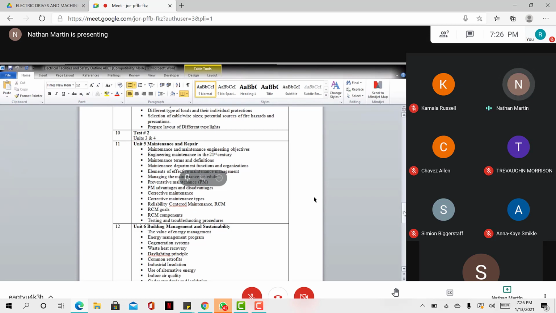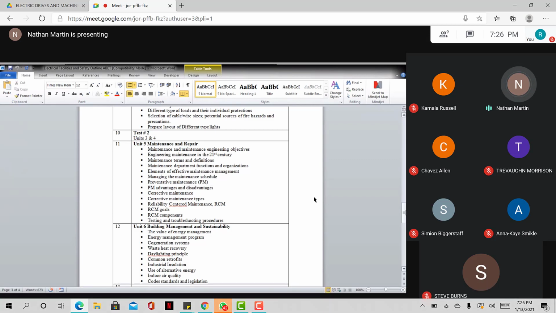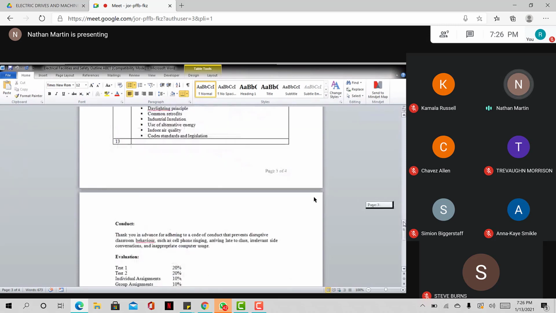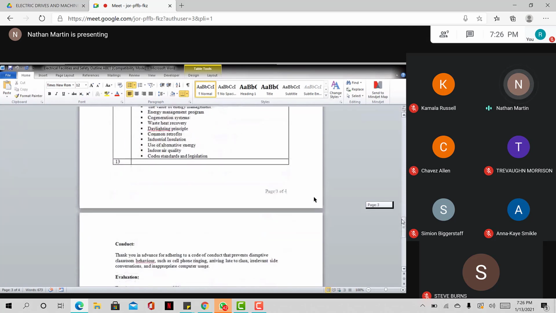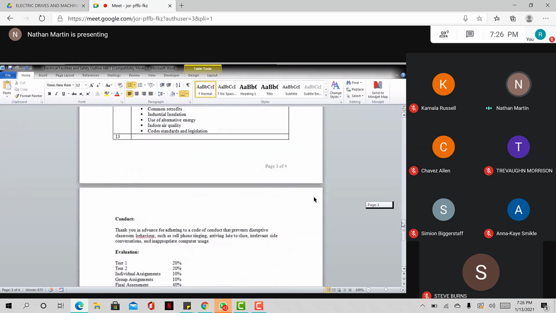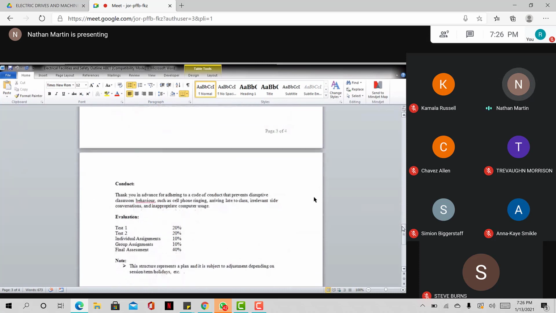So we'll be looking at the ISO codes, for persons who don't know, the international standards code as it relates to building management, facilities management, all right? So that will take us to week 13. I leave week 13 blank because if there is any spillover, we might have to put it in week 13. So it's a tentative plan, guys.